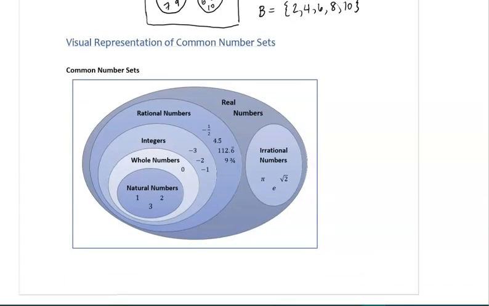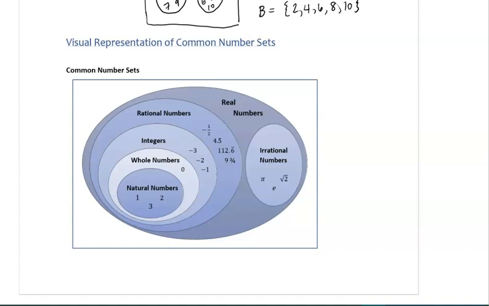Earlier in this section, we talked about common number sets: natural numbers, whole numbers, integers, rational numbers, irrational numbers, and real numbers. And this diagram here is giving us a visual representation of these common number sets. Recall that natural numbers are the counting numbers. Whole numbers are the counting numbers along with 0. So the natural numbers are a proper subset of the whole numbers.